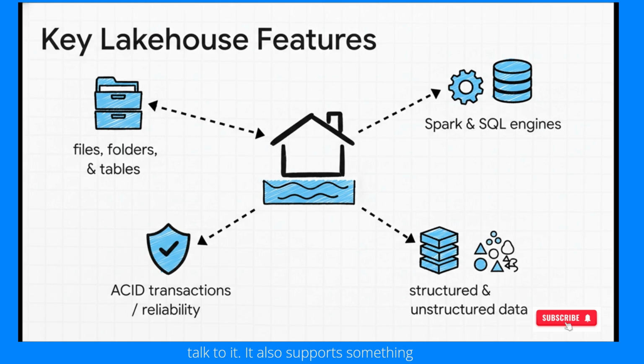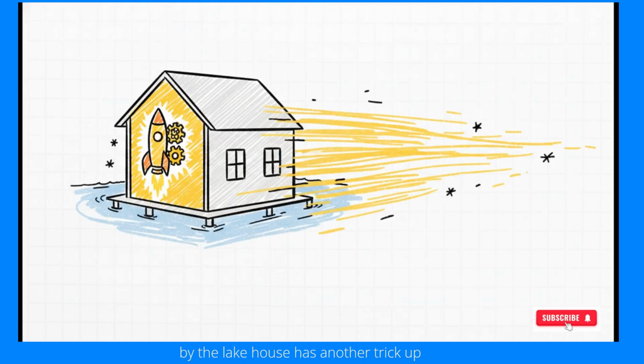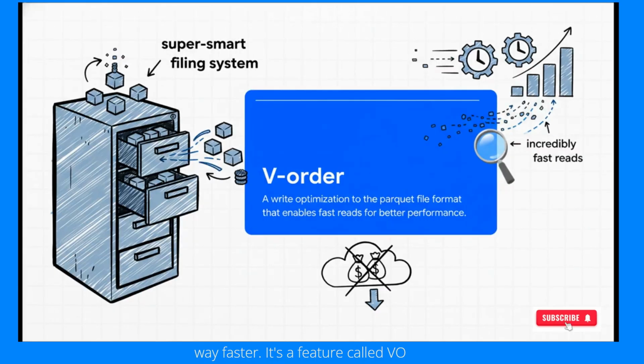It also supports something called ACID transactions. You don't need to know the deep technical details, but basically it just means your data operations are rock solid. Nothing's going to get corrupted, it's super reliable. But the Lakehouse has another trick up its sleeve. It has this kind of secret weapon that works behind the scenes to make everything you do with your data way, way faster. It's a feature called V-Order.